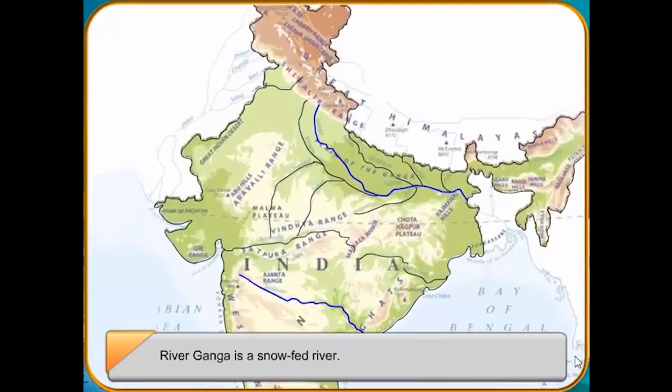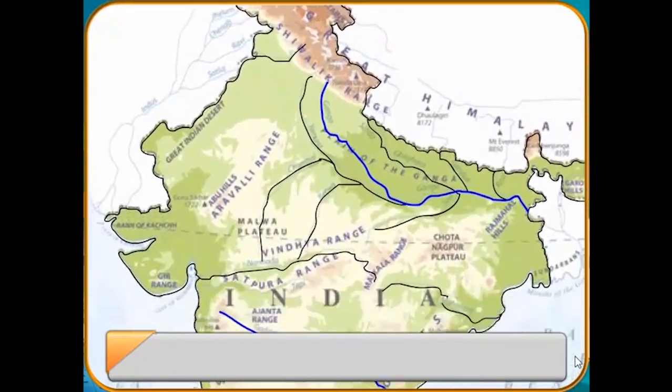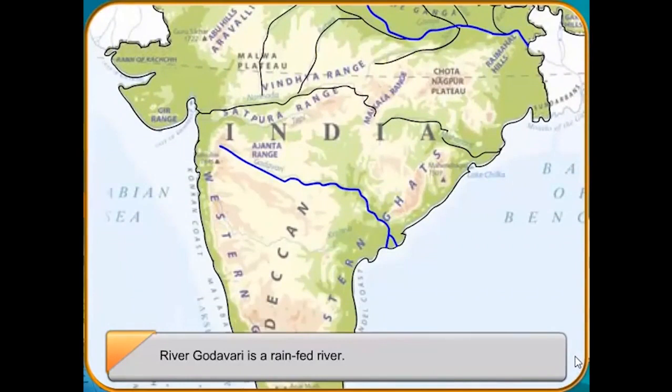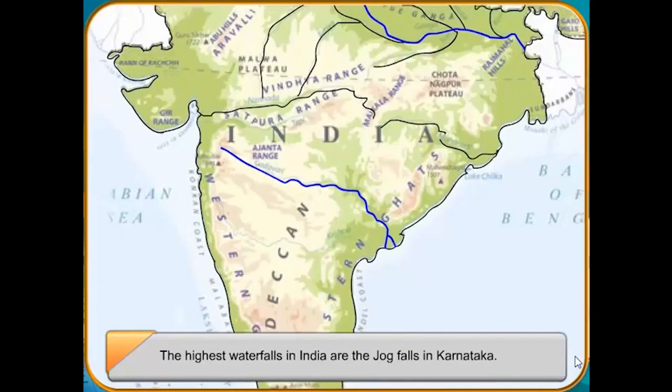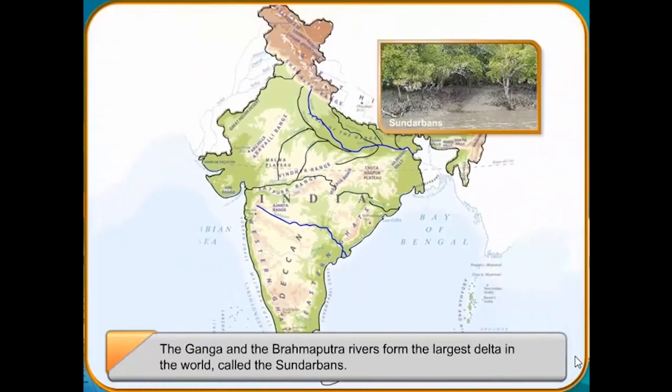River Ganga is a snow-fed river. River Godavari is a rain-fed river. The highest waterfalls in India are the Jog Falls in Karnataka. The Ganga and Brahmaputra rivers form the largest delta in the world, called the Sundarbans.